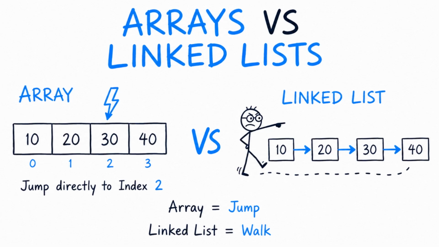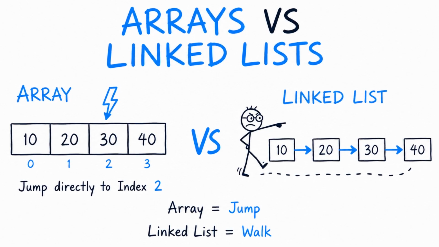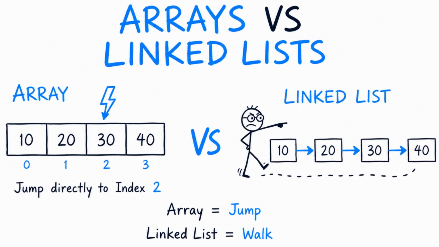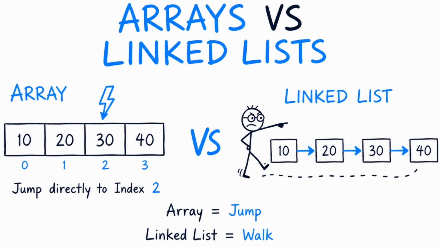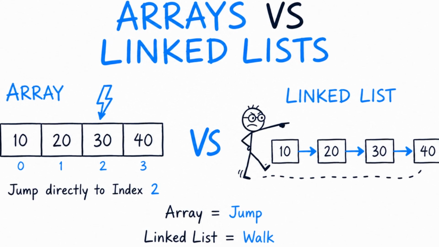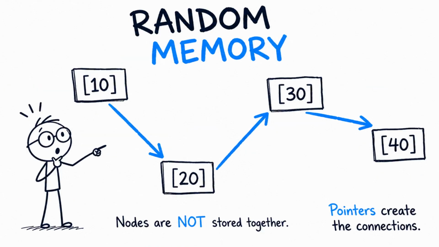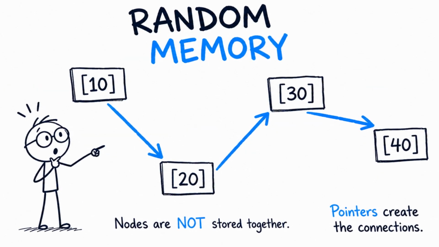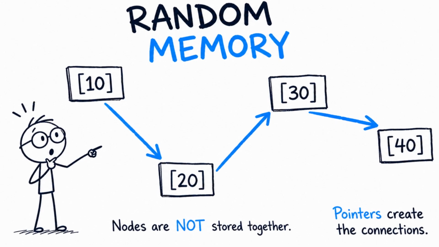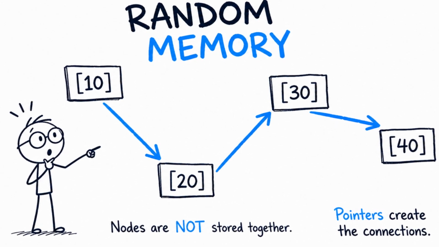Now, you might be used to arrays, right? With arrays, you get instant access via an index. Because the memory is laid out completely consecutively, you just do the math and grab your data. But linked lists have no indexes. Their nodes are scattered completely randomly throughout your system's memory. The absolute only way they're connected is through those explicit pointers.